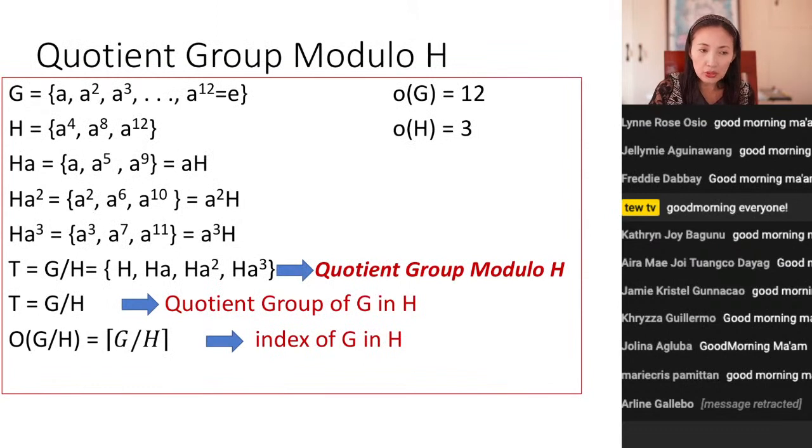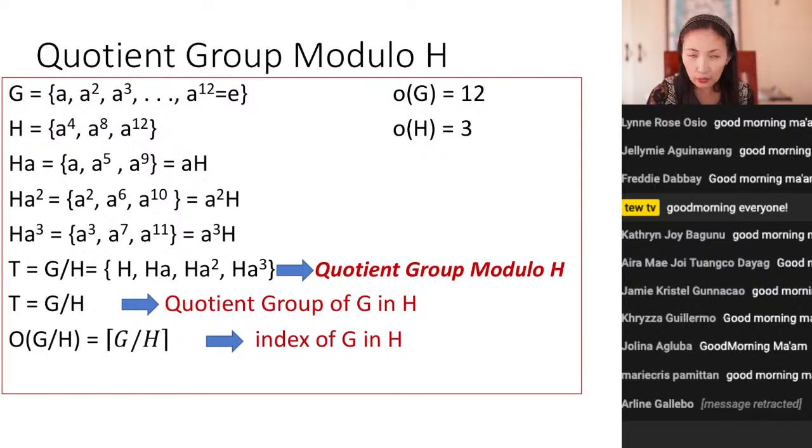Okay na. So, we're done with normal. We're done with Lagrange Theorem. We're done with left and right cosets. We're done with normal subgroup. We proceed to the fourth concept this morning, quotient group modulo H. Okay, quotient group modulo H, but still referring to that same set, set G, or the cyclic group of order 12 generated by A and the subgroup H consisting of a to the 4th, a to the 8th, a to the 12. Okay? So we found out that HA is equal to AH, okay?